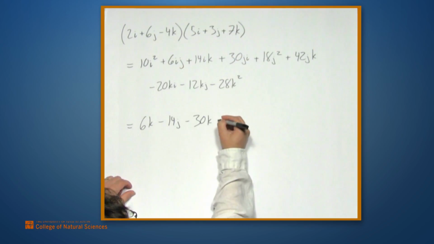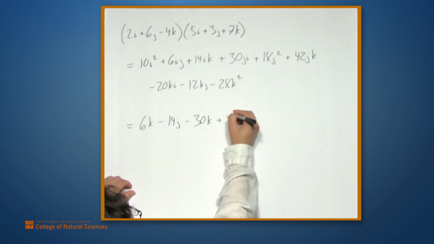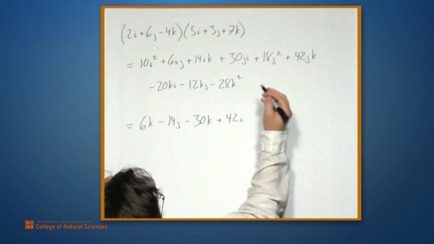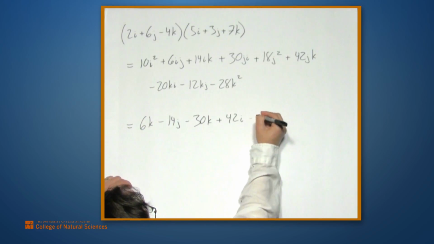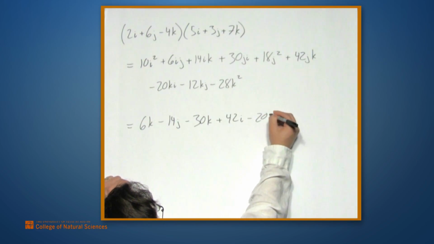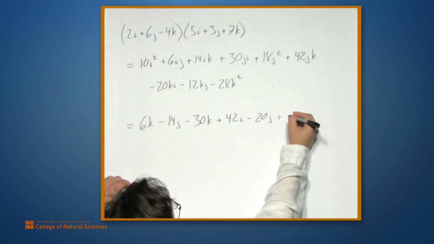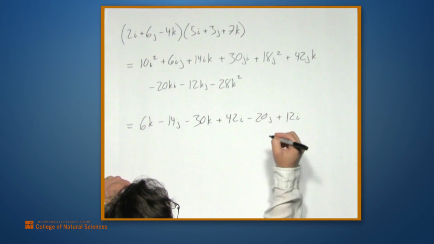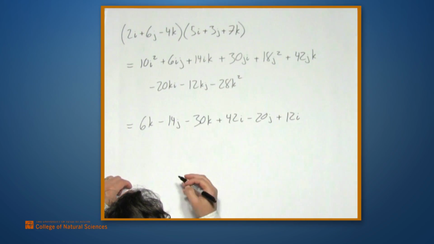And then next we get plus 42i, j times k is i, minus 20j plus 12i, and this is 0.